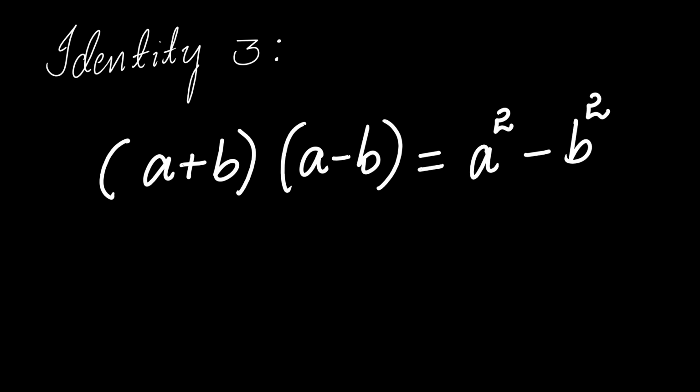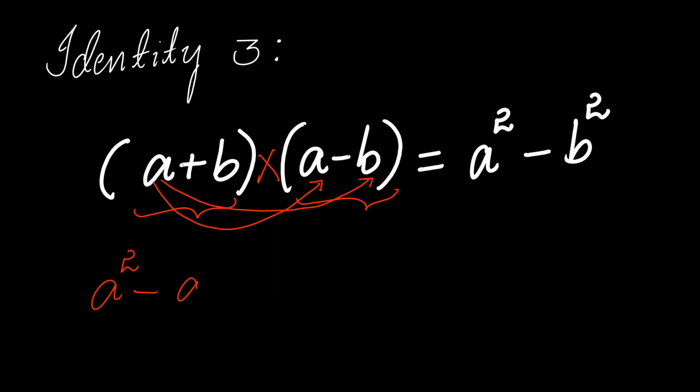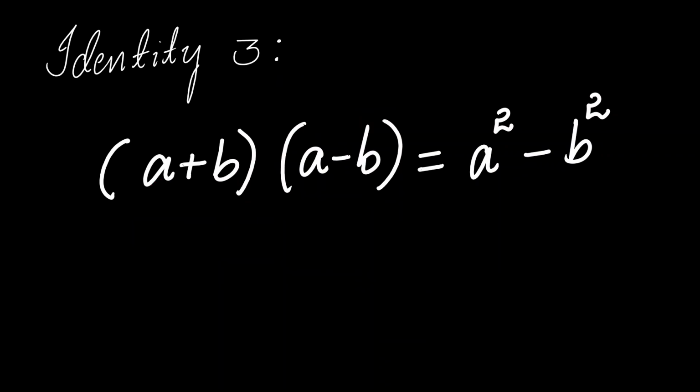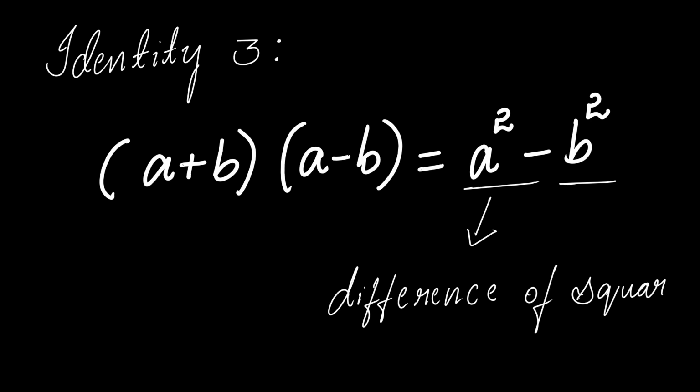This identity is very interesting. When we multiply these brackets, which is (a + b) into (a − b), the middle term gets cancelled. So, we are left with only two squares, which is a² − b². So, you can remember this as difference of squares. Now the fourth identity is (x + a)(x + b) = x² + (a + b)x + ab.